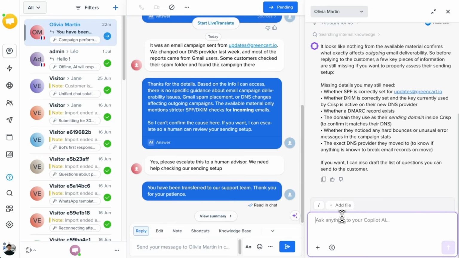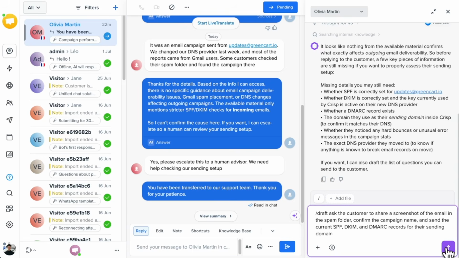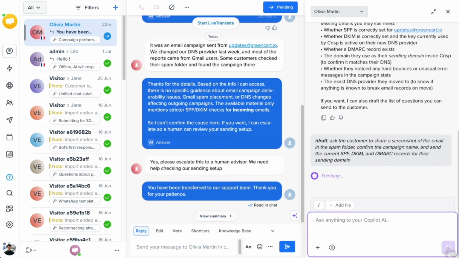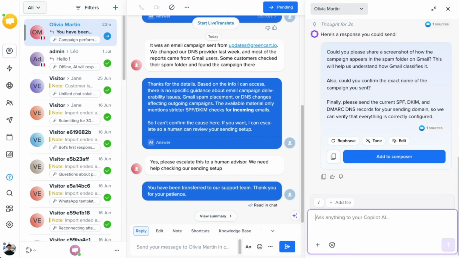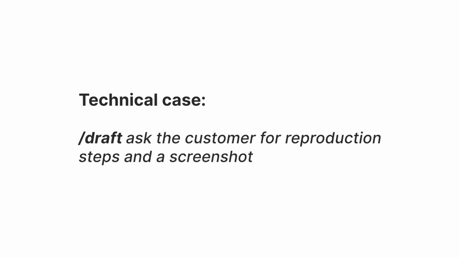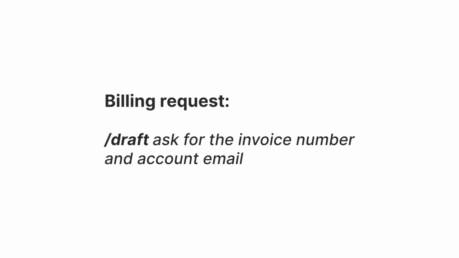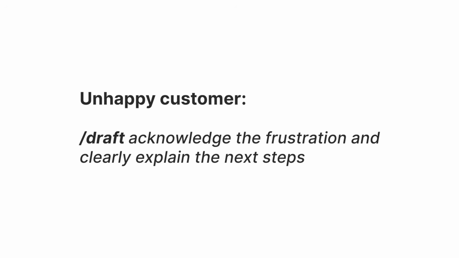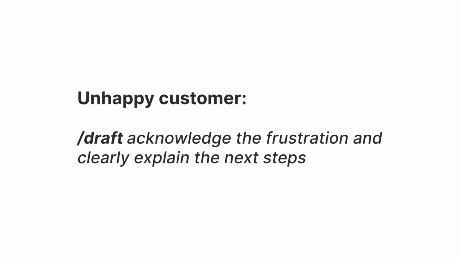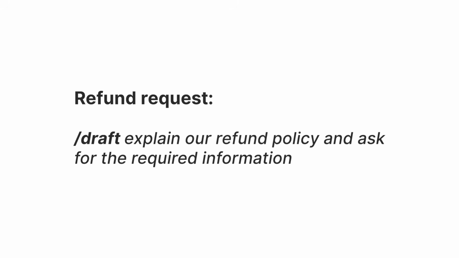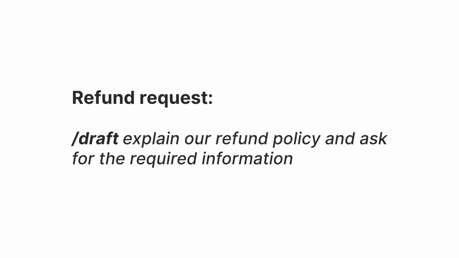Once you know what to answer, use the Draft command to prepare a response. You can use Draft on its own or add instructions. For example: Draft, answer in a concise and friendly tone. Or for a technical issue: Draft, ask the customer for reproduction steps and a screenshot. For a billing request, you can type: Draft, ask for the invoice number and account email. For an unhappy customer: Draft, acknowledge the frustration and clearly explain the next steps. And another example for a refund request: Draft, explain our refund policy and ask for the required information.